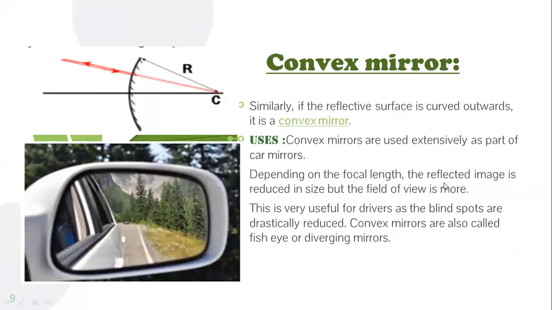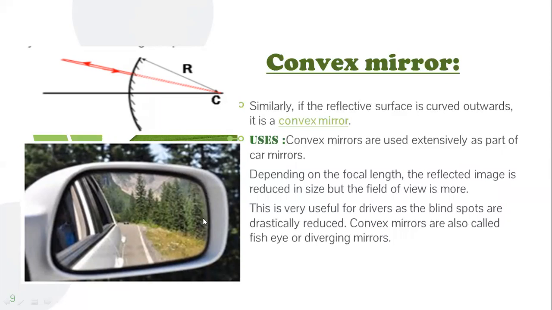Depending on the focal length, the reflected image is reduced in size, but the field of view is more. This is very useful for drivers as the blind spots are drastically reduced. Convex mirrors are also called fish eye or diverging mirrors.